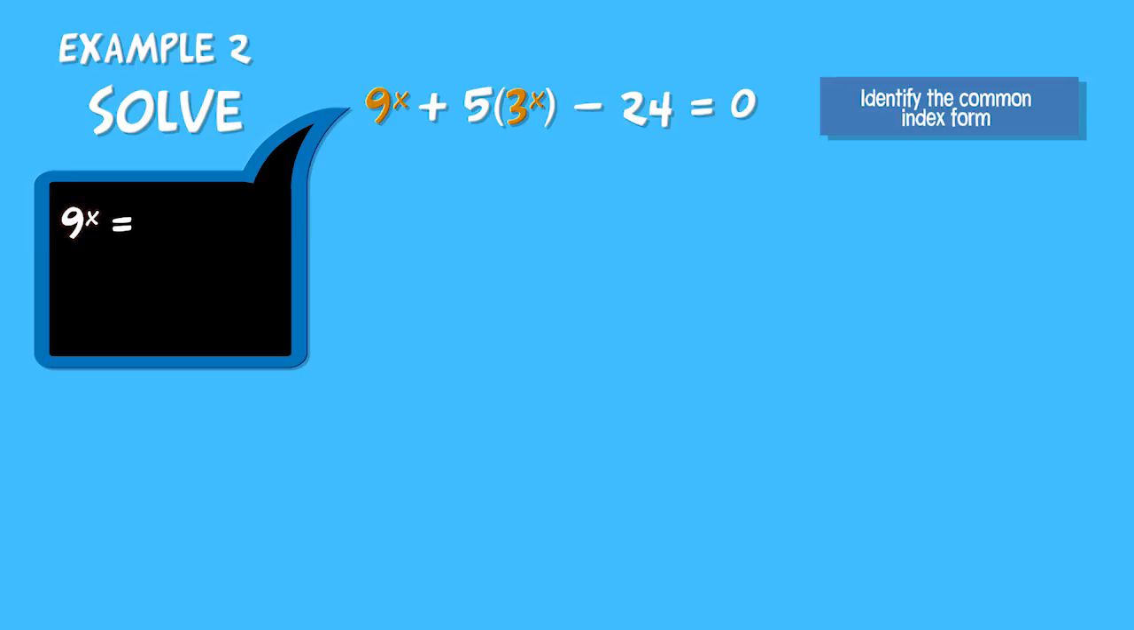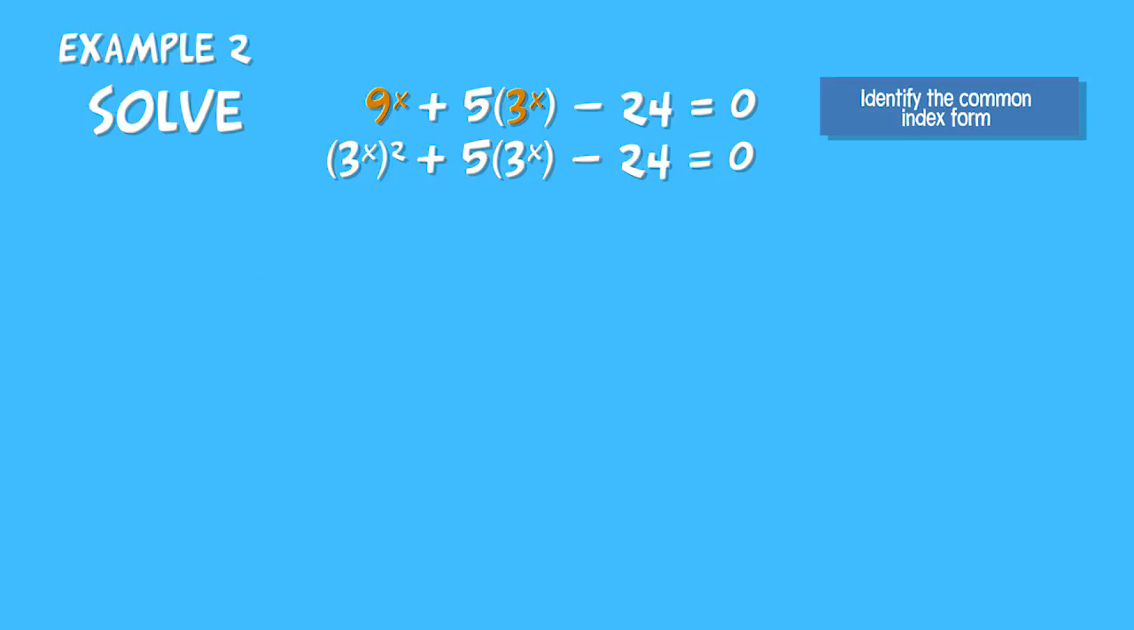First, we express 9 as 3 times 3 and simplify. Again, we have two identical index forms, in this case, 3 to the power of x. So, 9 to the power of x is the same as 3 to the power of x squared. Let's replace 9 to the power of x as 3 to the power of x squared. Now, you should be able to see that 3 to the power of x is the common index form. What's next?